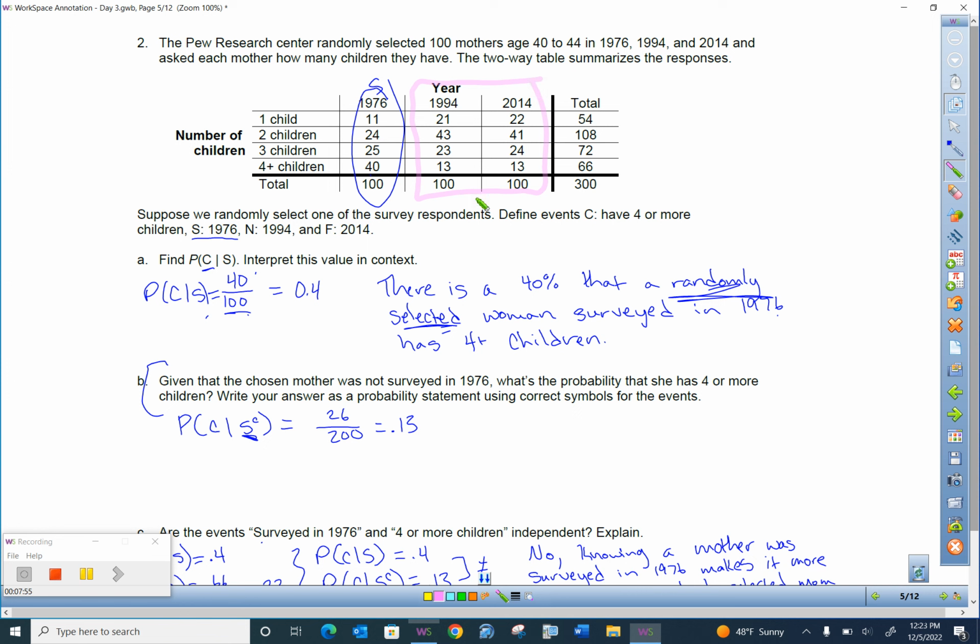And so there's a total of 100 for both. So we've got 200 on the bottom, putting them together. Same thing we're going to do for the second part C, the 4 plus children. We've got to take both of them and put them together to get 26, or 0.13.